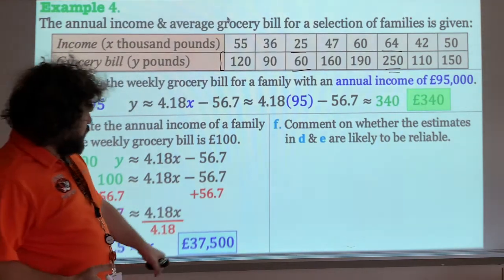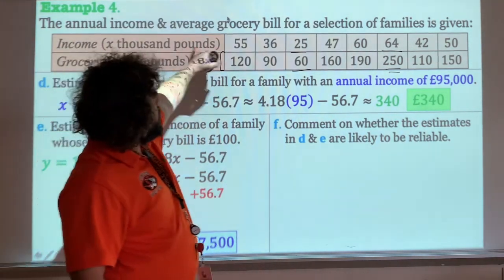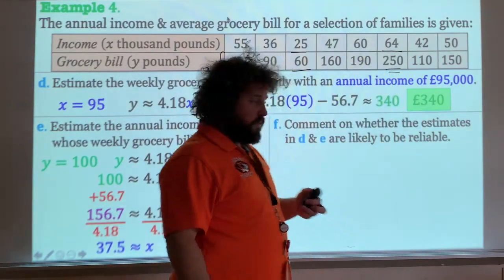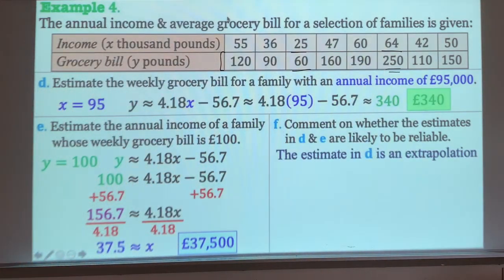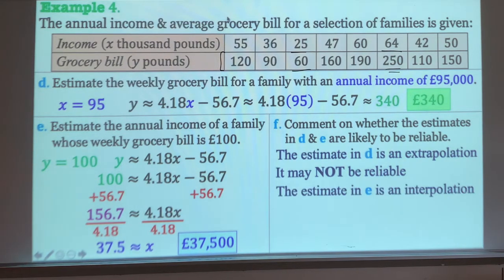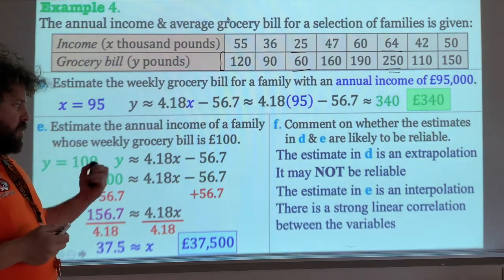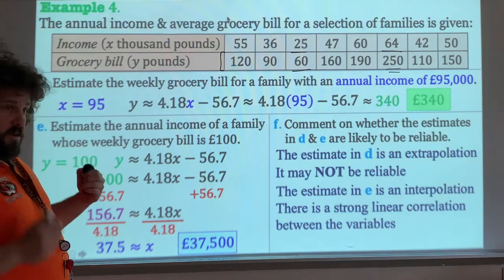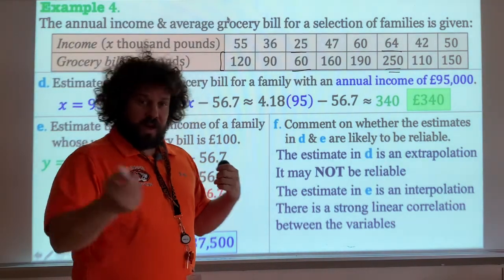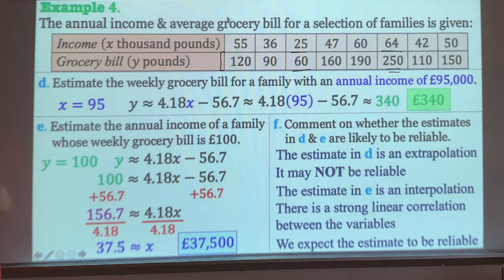And then we go look back and we go, okay, 37.5 is between 25 and 64. So that's the one we're going to use. So D is an extrapolation. That's outside our answers, so it may not be reliable. On the other hand, E is an interpolation. It's between our graph. So that is a strong linear correlation between the variables. I told you before, the R was about 0.9, so that's good. So the estimate is expected to be reliable. So this is really good data. This is possibly good, but we're not sure.